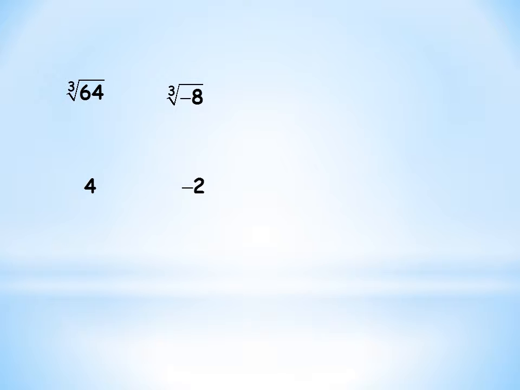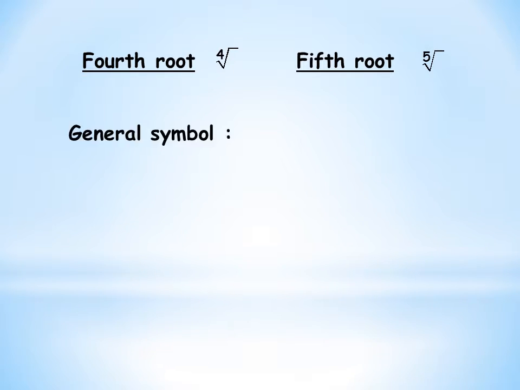So now we can have negative numbers underneath your radical and still get a real answer if this index is an odd number, because -2 times -2 times -2 would give you -8. The cube root of 27 is 3. And the cube root of -125 would be -5. The fourth root is going to look very similar, but your index now is a 4, and the fifth root, your index now is a 5.